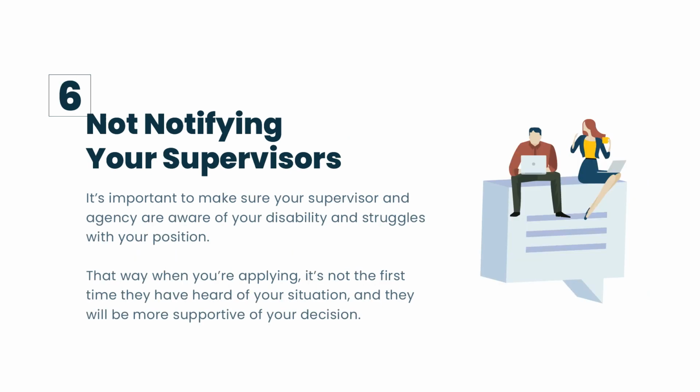Another mistake that we see a lot is not notifying your supervisors when you are struggling to perform your duties, or if you do have restrictions, and not letting them know. It's important to make sure that your employing agency is aware of your disability and struggles with your position. We do see a lot of clients that have always been able to be successful in their job, and once they have medical conditions that are impacting their ability to work, they just keep it to themselves and try and power through. But it is so important that your agency can note a deficiency in your service, because OPM absolutely looks for this.